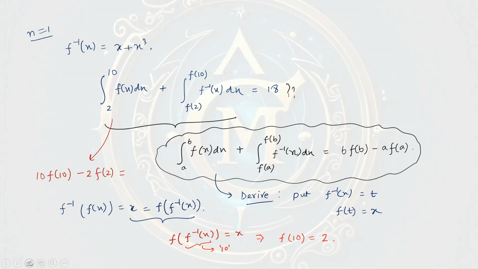Similarly, if we consider the other case, that f inverse x is equal to 2. So for what value of x is f inverse x 2? f inverse x is 2 when x equal to 1. So this is true, implies f of 2 is equal to 1. So the value of 10 times f of 10 minus 2 into f of 2 comes out to be 20 minus 2, so 18. That means this statement is correct.